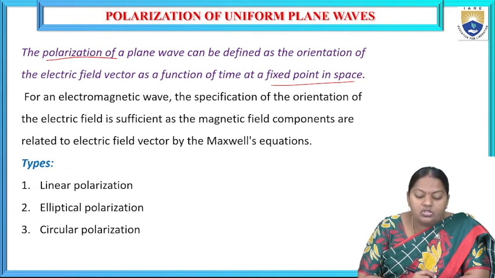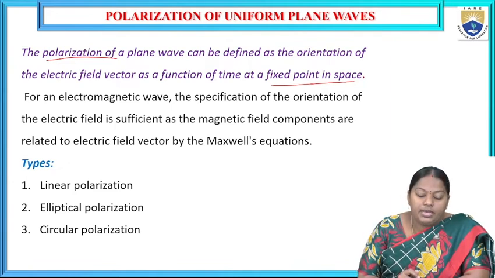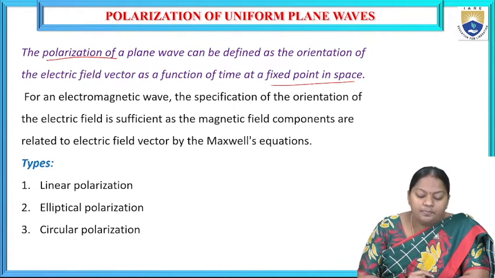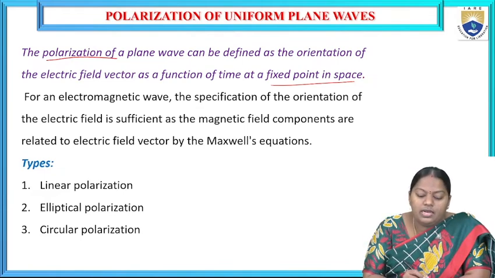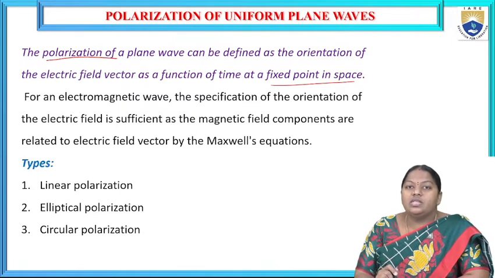A uniform plane wave is nothing but an electromagnetic wave, and for an electromagnetic wave, the specification of the orientation of the electric field is sufficient, as the magnetic field components are related to the electric field vector by Maxwell's equations. If you define the electric field component from Maxwell's equations, that equation also relates to the magnetic fields. That's why we consider specifically only the orientation of the electric field.